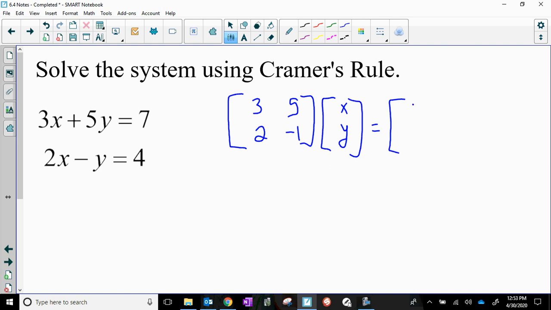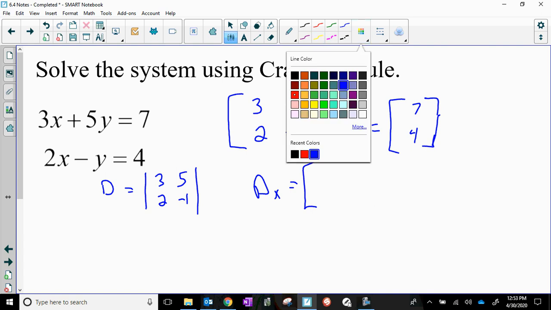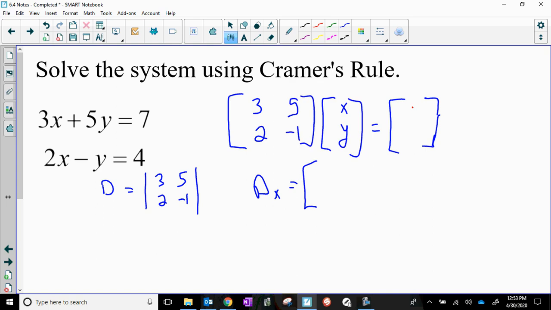Coefficients times variables equal constants. And then we're going to set up our three determinants, D, Dx, and Dy. So we're just going to copy D. So let me go ahead and change the colors over here on this constant.